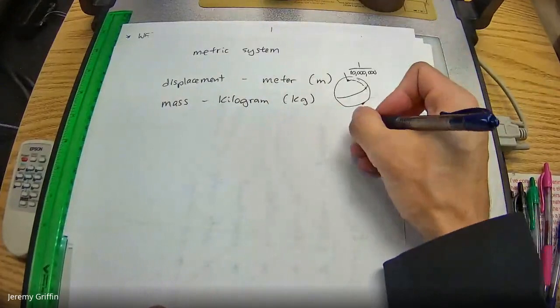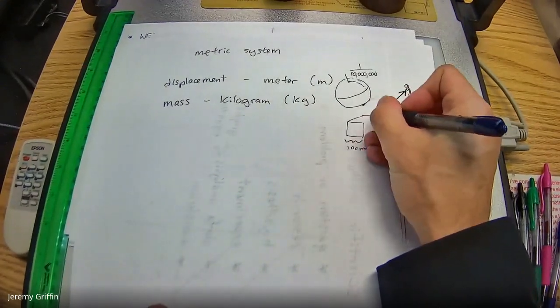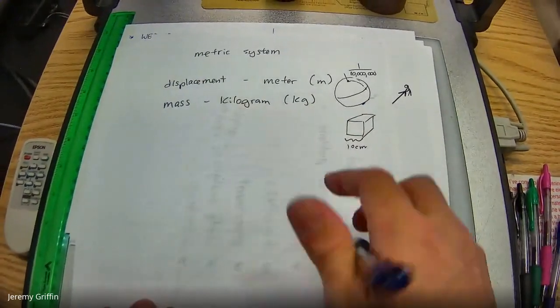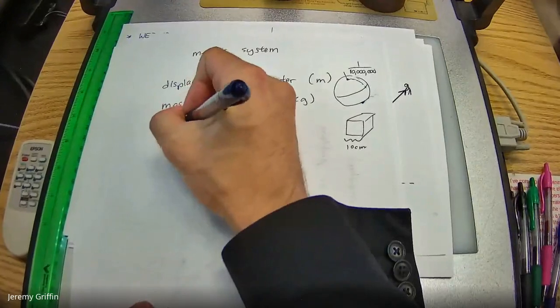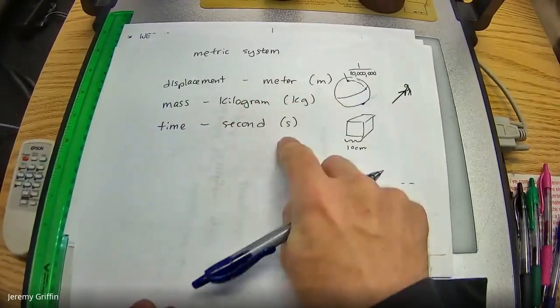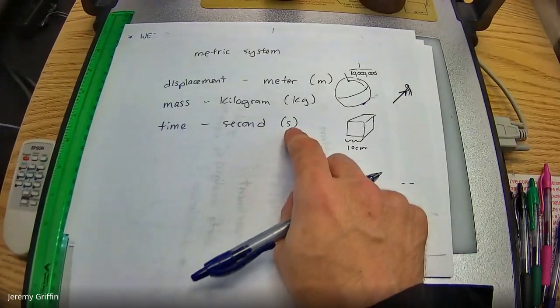The original definition was if you go 10 centimeters by 10 centimeters by 10 centimeters, make a box and fill it with water. That was the original definition of a kilogram. Time is second. S. You guys know what 1 second is. Take 1 Earth rotation, divide by 24, divide by 60, divide by 60.